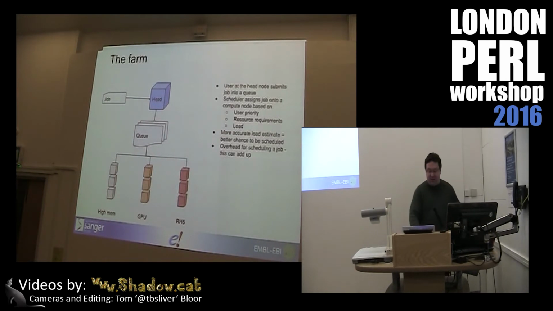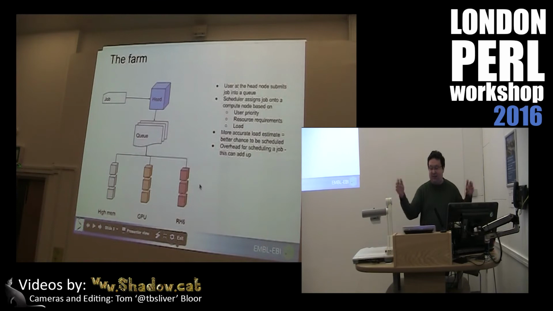and just a very brief overview of what an HPC farm looks like. When you have a job to run, you basically submit your job to a head node. The head node looks at your job, sits in a queue, and then assigns it to a farm of worker nodes that may be, whatever, high memory, Red Hat 6, whatever you need to run. The scheduler assigns this job based on your priority as a user, which may be literally how much money you've chipped into the farm, and other things.